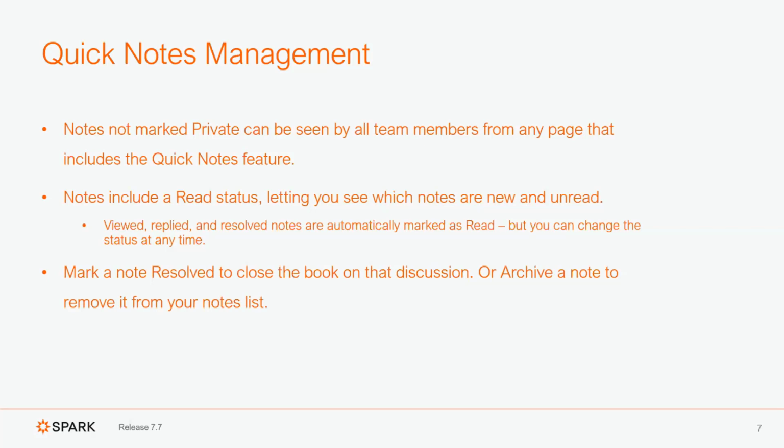And then when you're finished with this conversation, task, whatever the topic of the note is, you can mark it resolved to kind of close the book on that note, or you can archive a note and it'll remove it from your list of notes. Archiving is kind of like deleting, but as you know, Spark doesn't really delete anything. So we called it archiving.